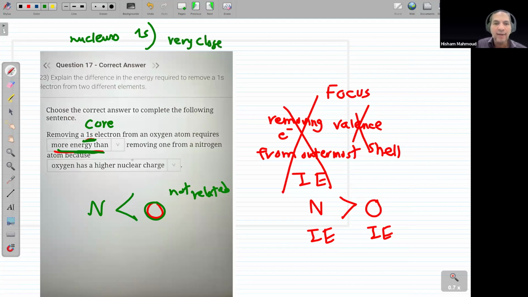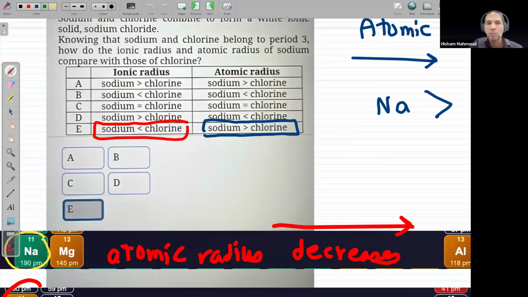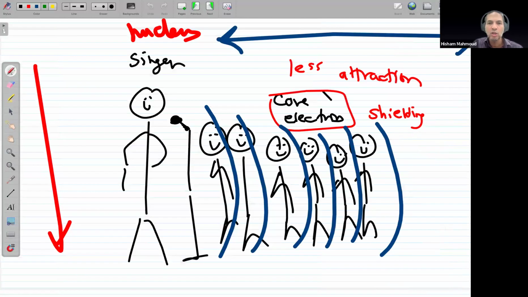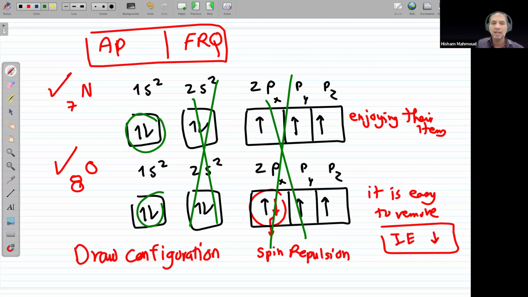So the only thing that will determine if the electron is attracted strongly or weakly is what? The nuclear charge. Forget about the spin, forget about everything else. The spin does not make a difference here. Why? Because I'm not talking about all these things. I'm just talking about an electron here. If you want to remove this electron, it's very close to the nucleus. This is the first energy level. So the only thing that makes it less or more attracted is the number of protons.